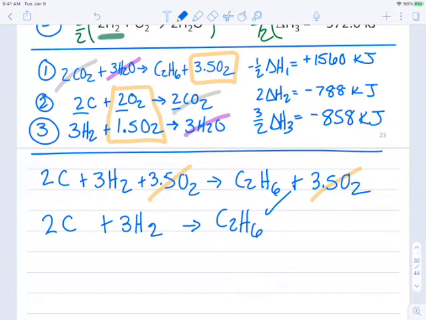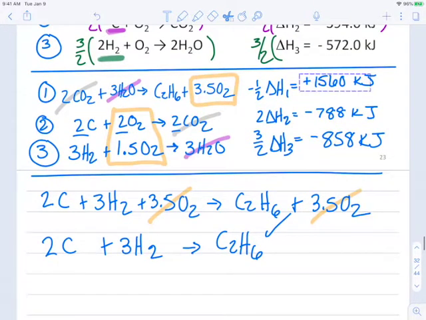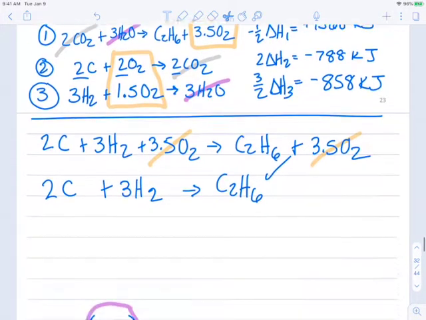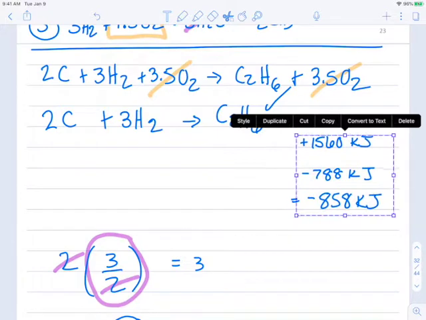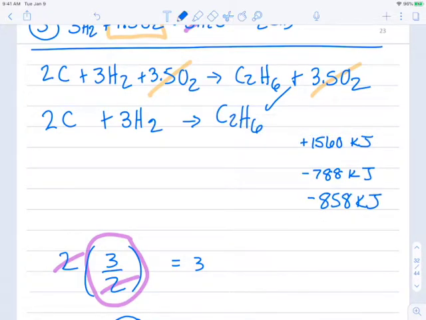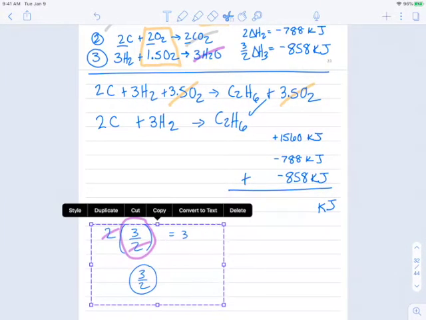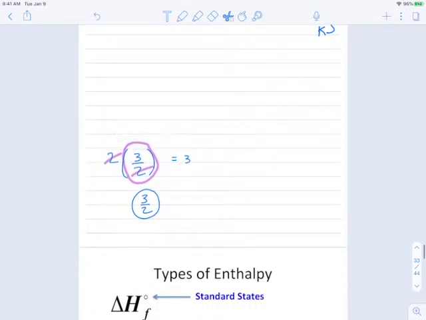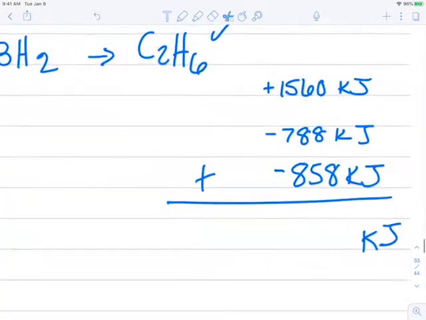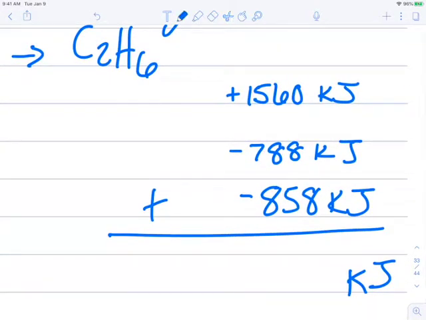All right, so now for the math part, and I'm just going to bring it down so we have a little more space for it. So here it is, 1560 minus or plus a negative 788 plus a negative 858. Go ahead and add up the kilojoules for our overall reaction, and I'm going to move this math further out of our way. There we go. So you are looking at this right now. So go ahead and add that up, and I'm seeing some negative 86 kilojoules come through.